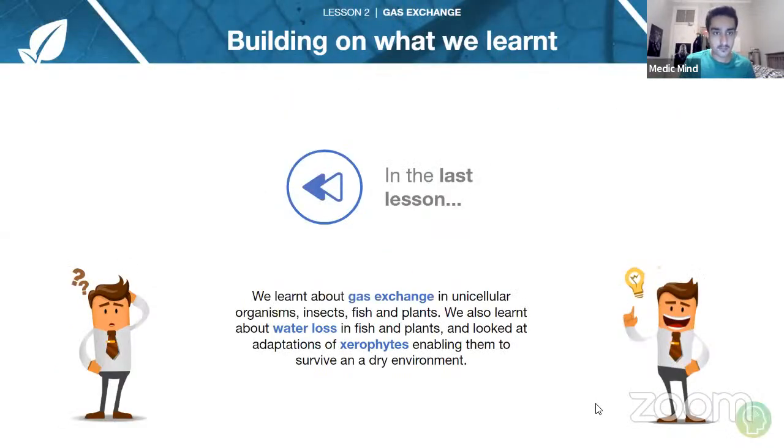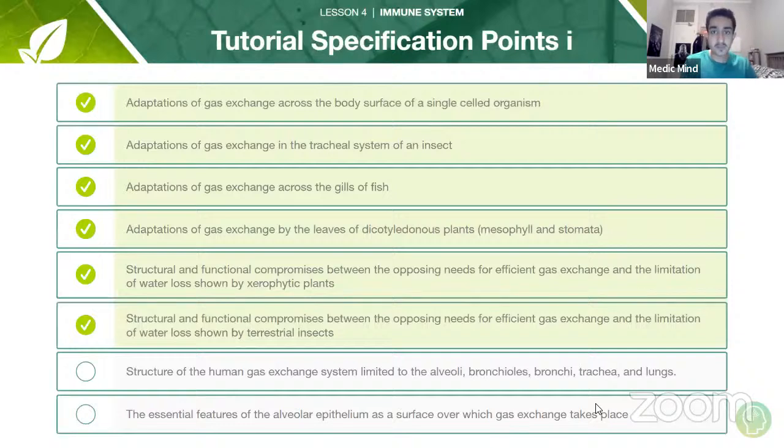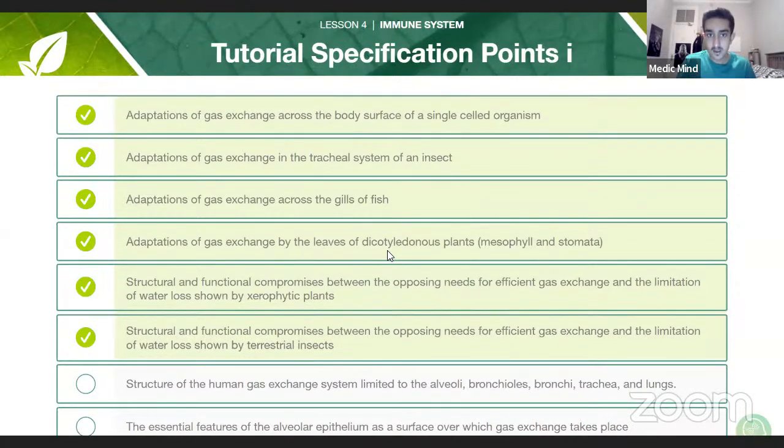So today we're going to be talking about adaptations of gas exchange across the body of a single-celled organism, adaptations of gas exchange in insects, in fish, and in plants. And we're going to slowly work our way through gas exchange of different organisms.